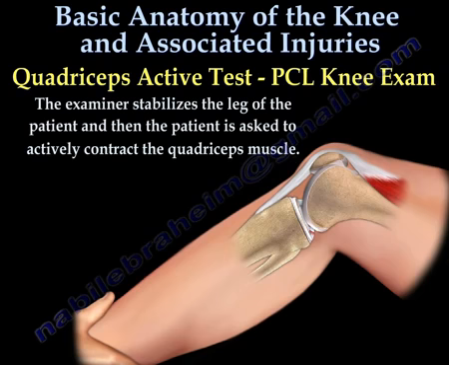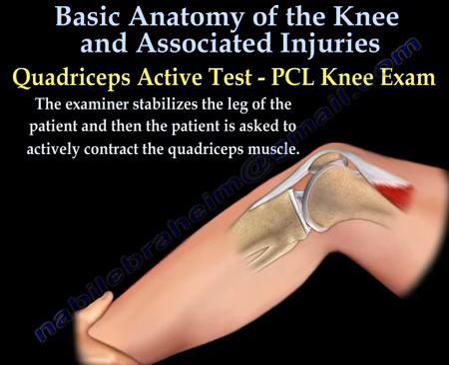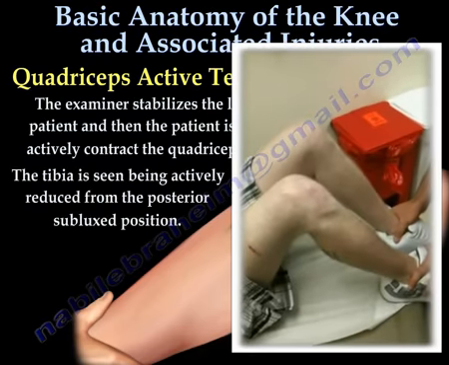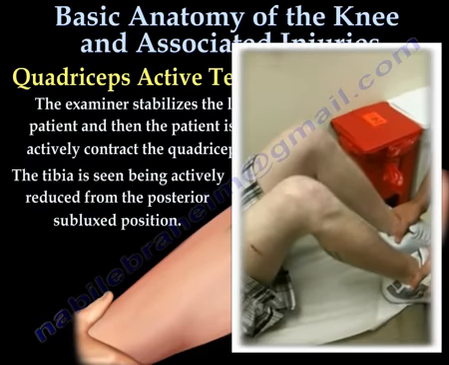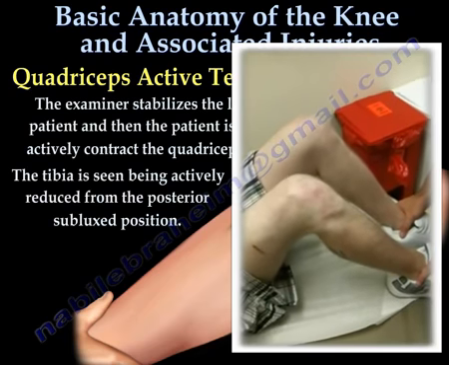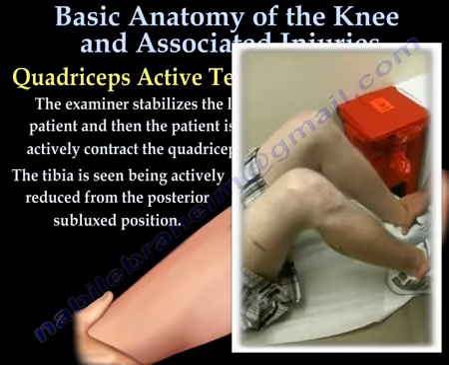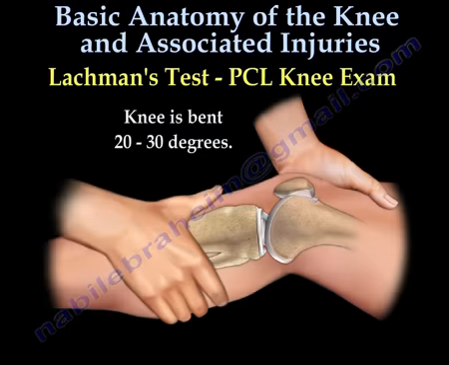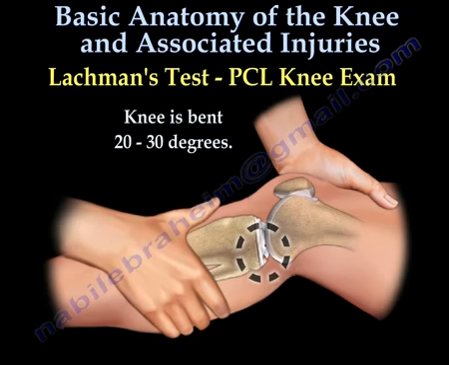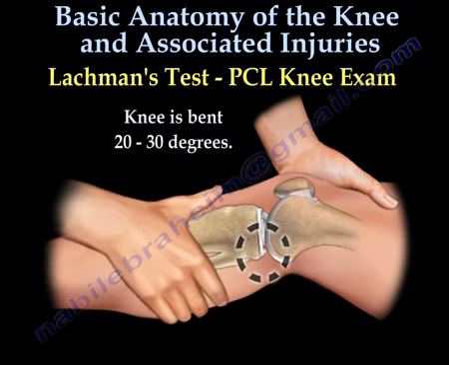The quadriceps active test is performed with the patient's knee flexed to 90 degrees. The examiner stabilizes the leg and has the patient actively contract the quadriceps muscle. The tibia is seen being actively reduced from the posterior subluxed position. The Lachman's test is also used to identify injuries of the posterior cruciate ligament. The examiner will provide posterior force to the tibia while applying anterior pressure to the femur in order to assess the posterior translation of the tibia.